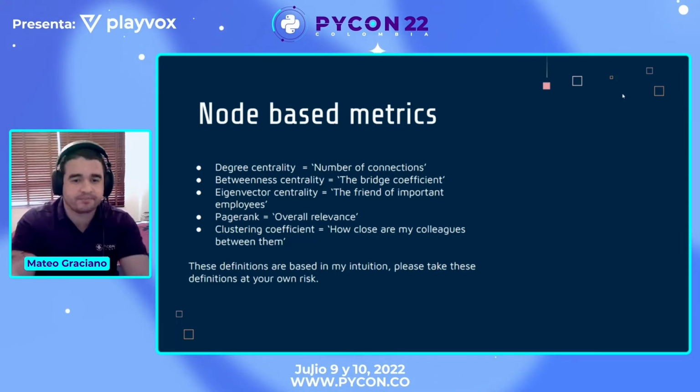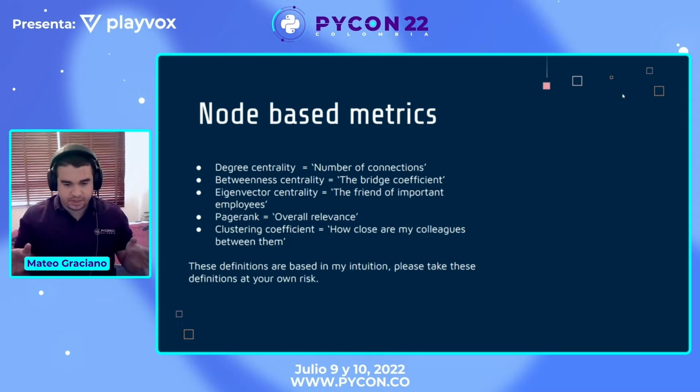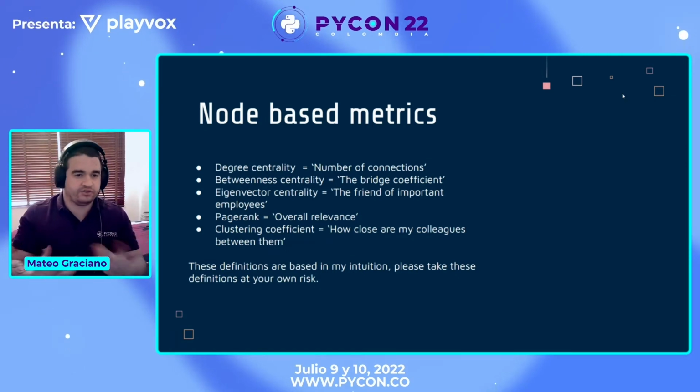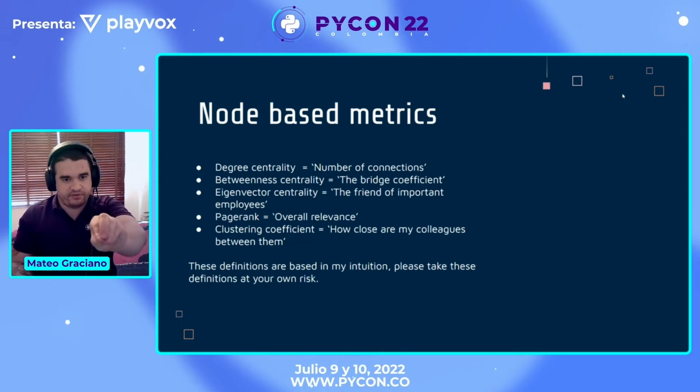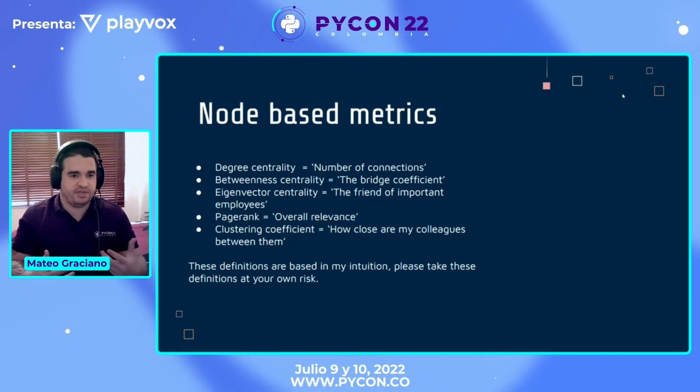Clustering coefficient. How close are my colleagues to each other? For example, if I have 10 friends and those 10 friends are friends with each other, I have a high clustering coefficient. I am in a dense part of the network. If I have 10 friends, but they don't know each other, that means that I am not in a dense part of the network, and I have a clustering coefficient close to zero.